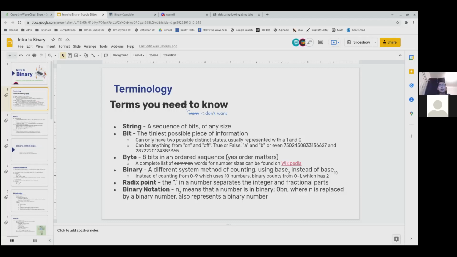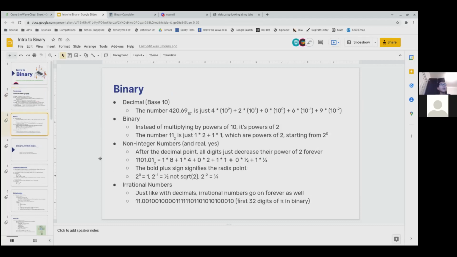The radix point is like the dot in the number that separates the integer and fractional parts. And in binary notation, this is called a subscript, and it means that a number is in binary. So basically, this is a brief intro into binary. So this is base 10. You do 4 times 10 squared plus 2 times 10 to the power of 1. We do this in our heads. We probably don't consciously think about it, but this is still how it goes.